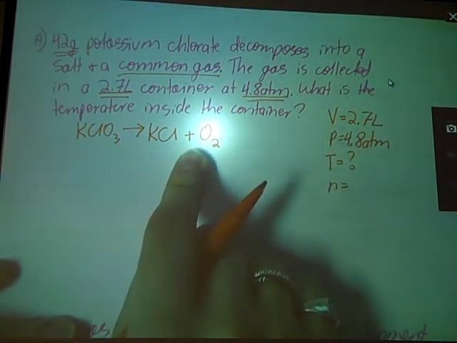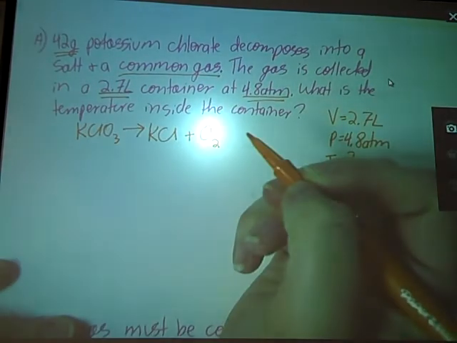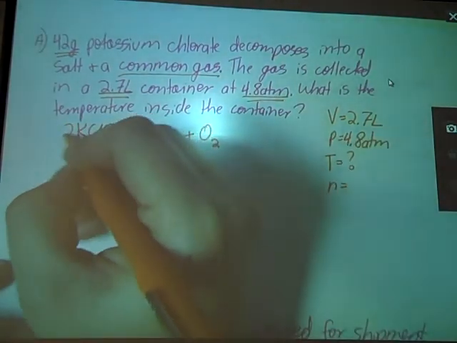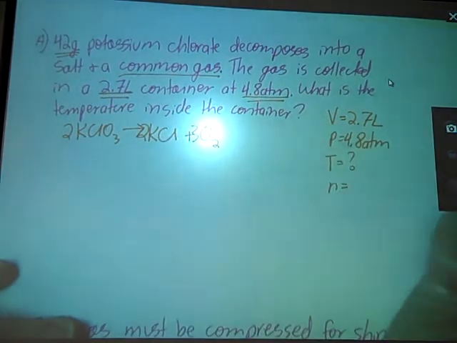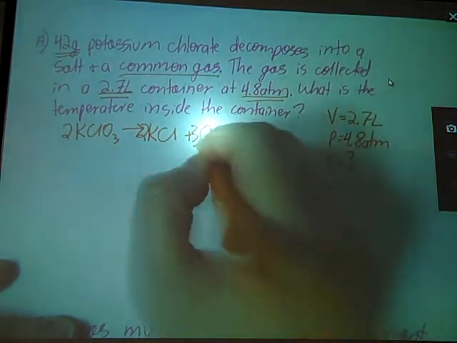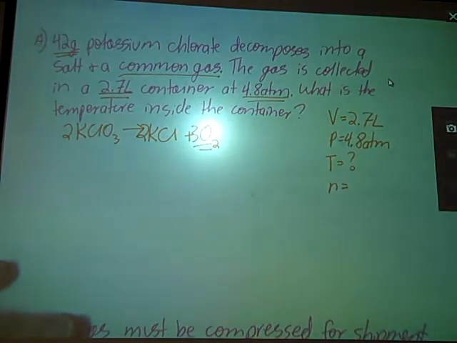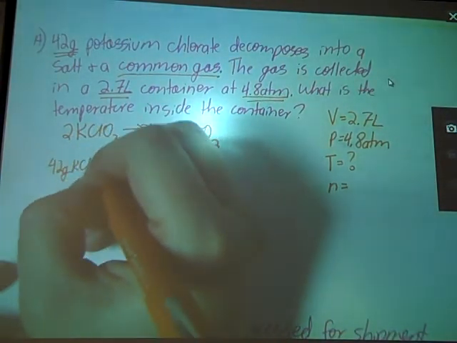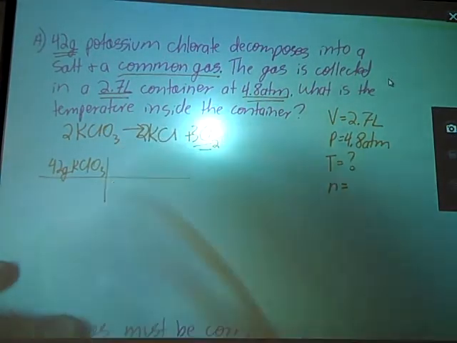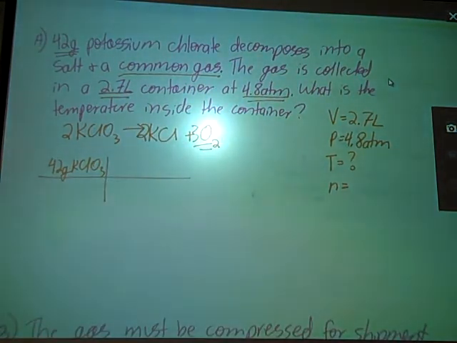First, we gotta balance this guy. Let me see here. If we put a 2 here, then we need a 3 here, and a 2 here, that should do it. So this is the gas that I am collecting. So 42 grams of potassium chlorate. I'm going from grams of potassium chlorate to moles of oxygen. Remember, n has to be in moles, so we're just going to stop there.